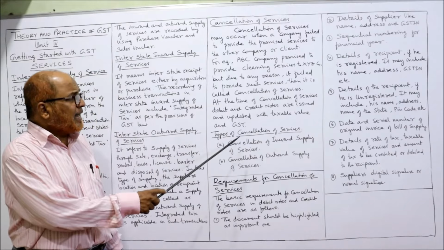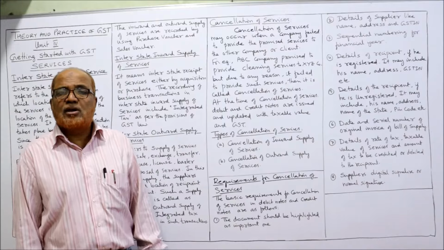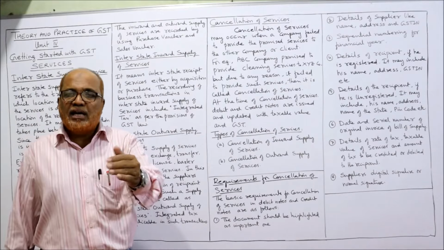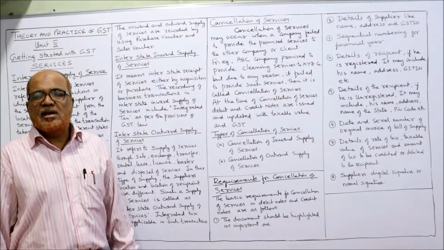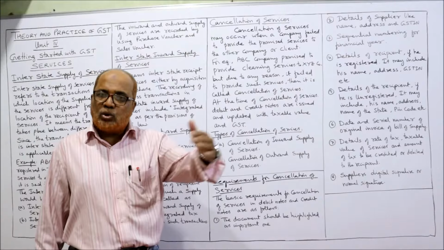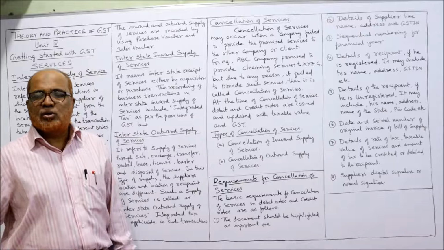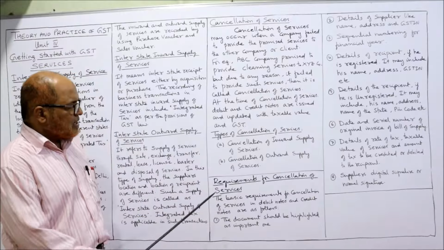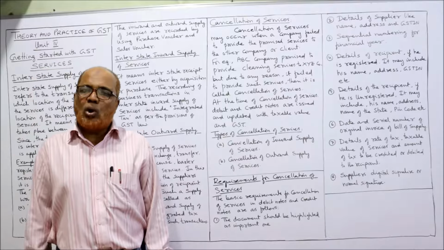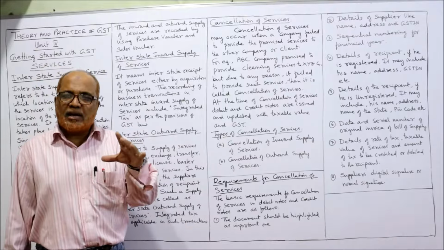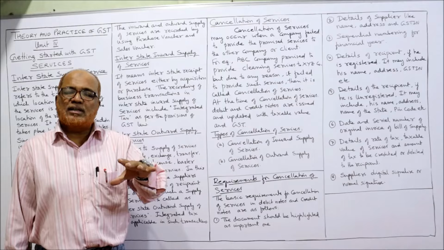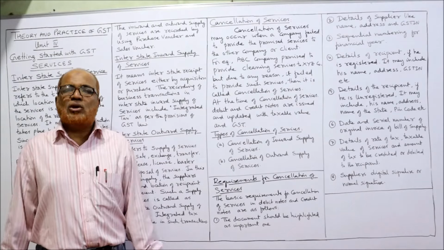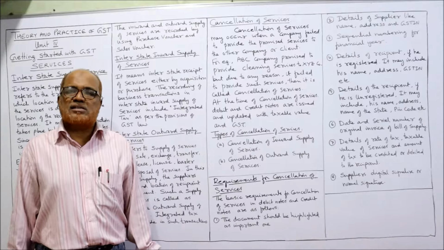Now, types of cancellation of services. Two types of cancellation of services are there: first, cancellation of inward supply of services, and second, cancellation of outward supply of services. Now, requirements for cancellation of services. GST law has given some requirements whenever there is cancellation of services. So what is the procedure GST law suggested whenever there is cancellation?